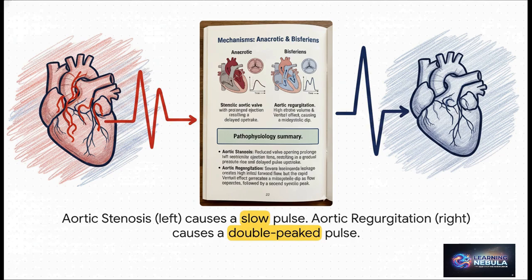On the left, with aortic stenosis, that valve is super narrow, making it tough for blood to get out. That resistance is what causes that slow, delayed pulse. Now look right. With aortic regurgitation, the valve is leaky. That creates a big initial gush of blood followed by a sudden drop-off, which gives you that double-peaked or bisferiens pulse. You can really see how the mechanical problem in the heart directly creates the wave we feel.